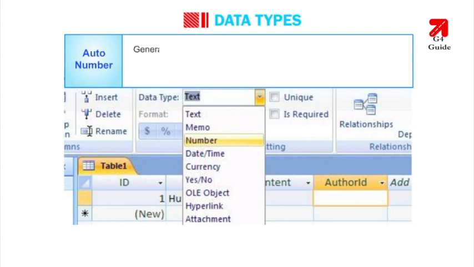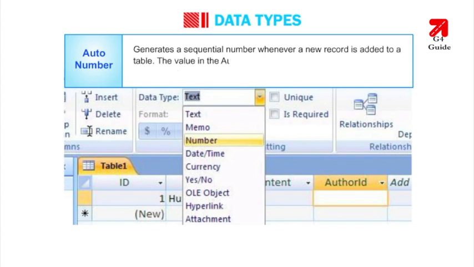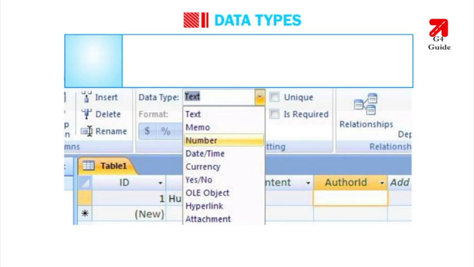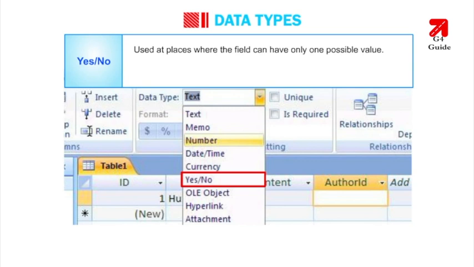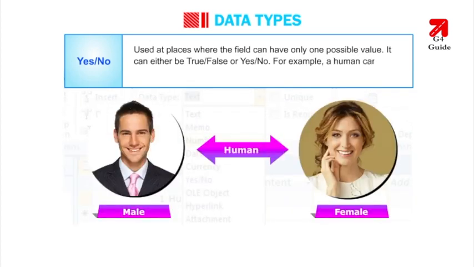Auto number generates a sequential number whenever a new record is added to a table. The value in the auto number field cannot be changed. It stores data as 4-byte values, typically used in primary keys. Yes or no is used where the field can have only one of two possible values. It can either be true or false, or yes or no. For example, a human can either be a male or a female.